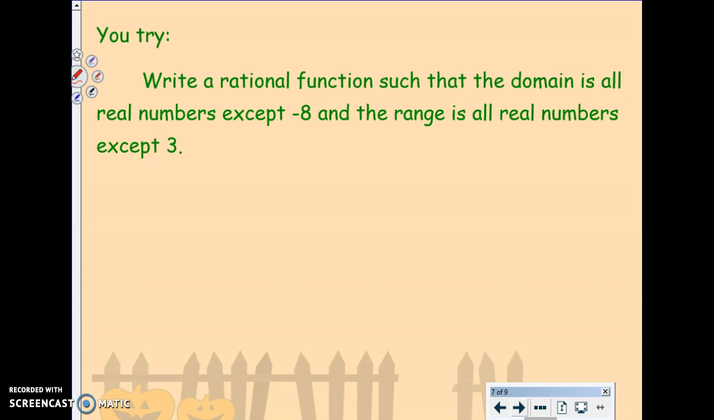And that's it. I want to see this answer to see if you understood the stuff that I was saying today.